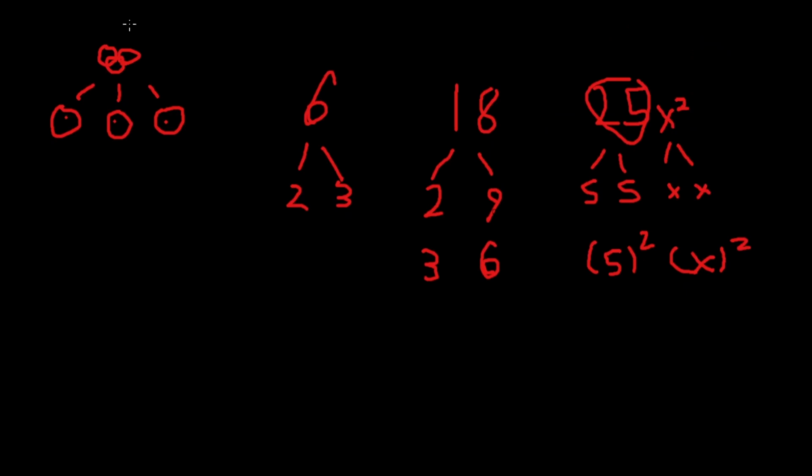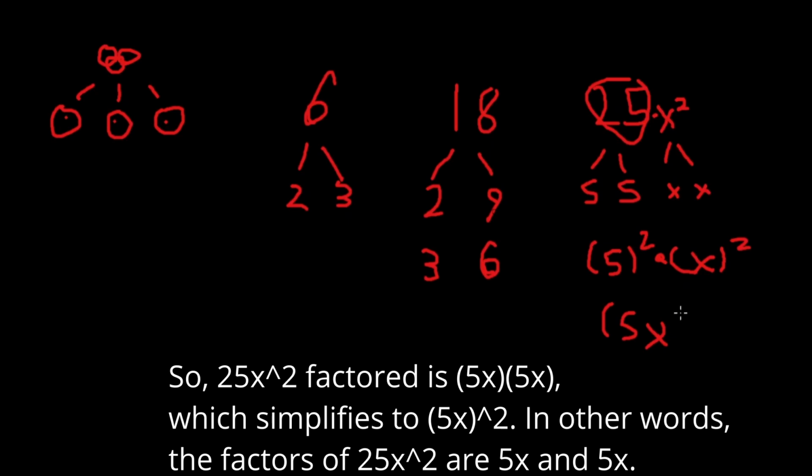So with that being said, we broke down the 25 into 5 squared. We broke down the x into x squared. Since these are next to each other, it also means we can multiply these. Since both of them are being squared too, we can actually just put both of them inside the parentheses to get (5x) squared. And that would be the factored version of 25x squared. So now let's clear everything.